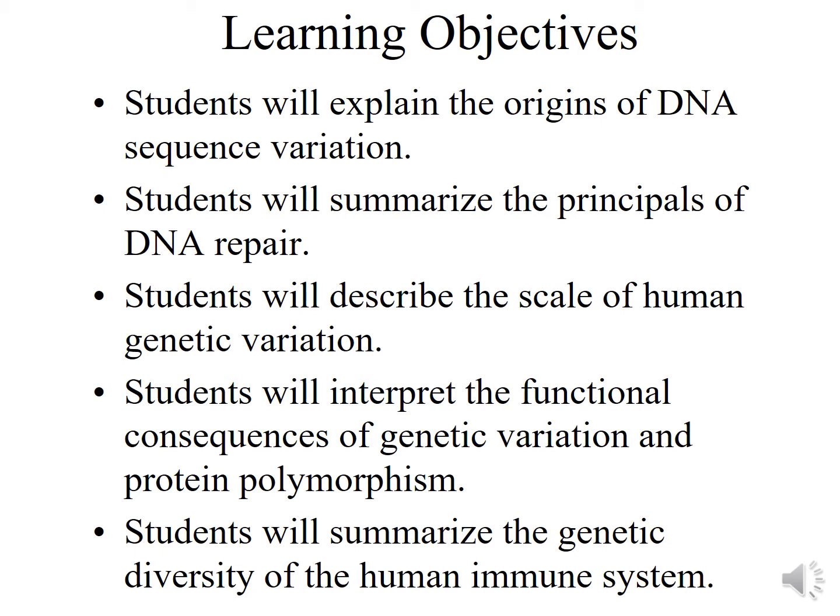Learning objectives for this module are as follows. Following completion of this module, students will be able to explain the origins of DNA sequence variation. Students will be able to summarize the principles of DNA repair. Students will be able to describe the scale of human genetic variation. Students will be able to interpret the functional consequences of genetic variation and protein polymorphism. Students will summarize the genetic diversity of the human immune system.